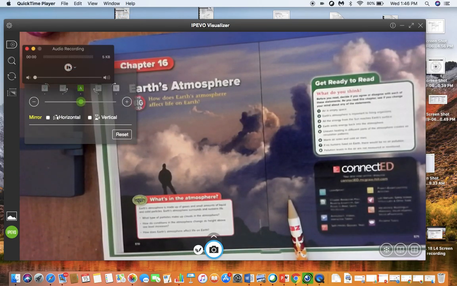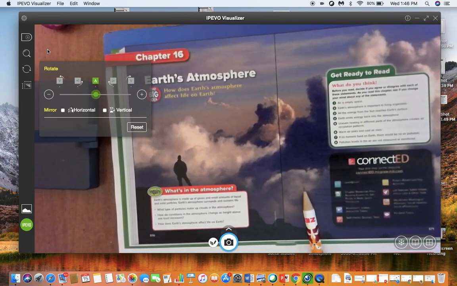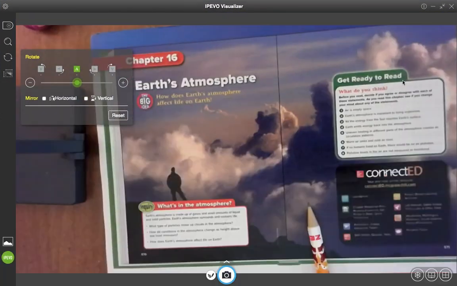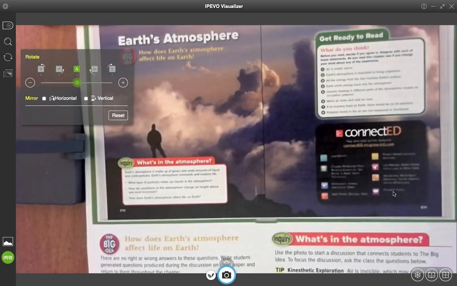All right. Hey guys, so let's look at chapter 16. We're going to start a new chapter here and trying to get it to where you can see it better. Okay, so here we are with chapter 16, Earth's Atmosphere. I'm trying to make it clear.